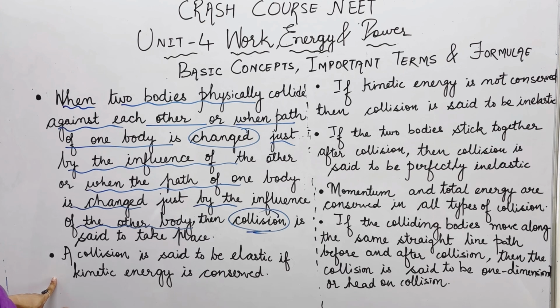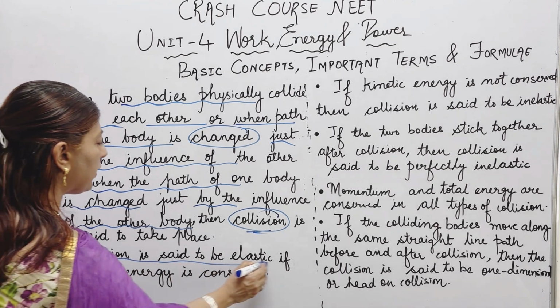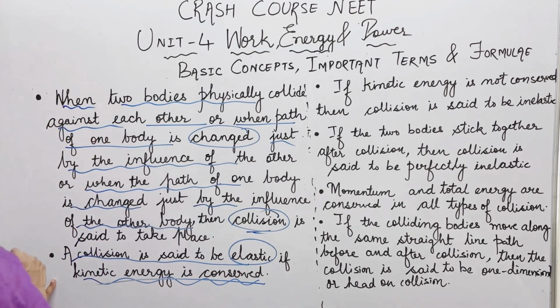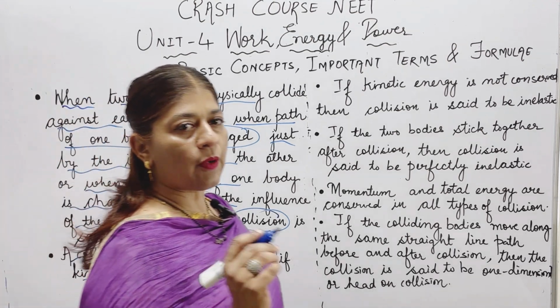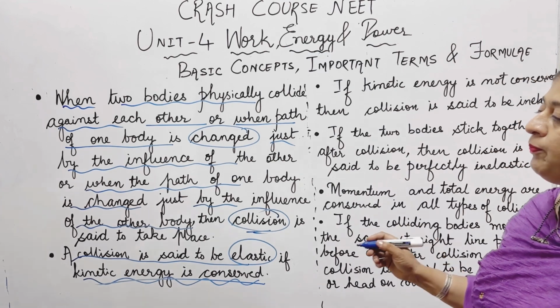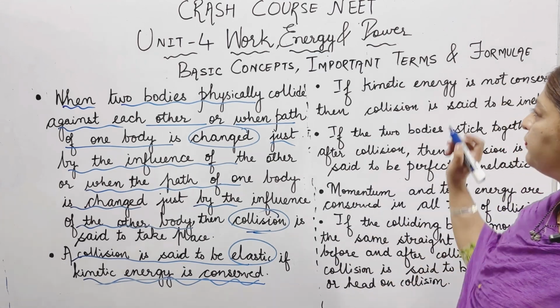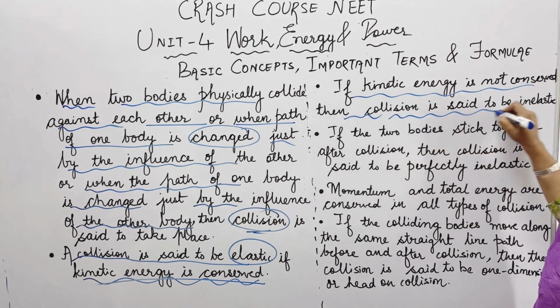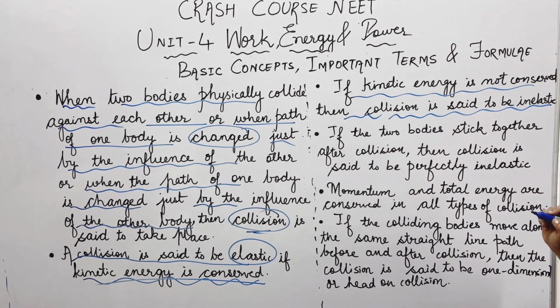Only then we'll mention the collision is there. A collision is of two types, elastic and inelastic. A collision is said to be elastic if the kinetic energy is conserved. Kinetic energy before and after collision is an important criteria that will tell whether the collision is elastic or not. So if the kinetic energy is not conserved, then the collision is said to be inelastic.